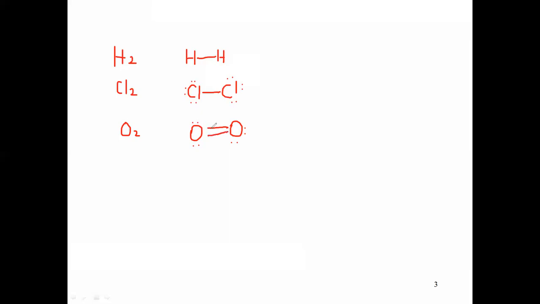So here you can see 2 bonds are there. 4 electrons, then 5, 6, 7, 8. So now both the oxygen atoms completed their octet. So this is the Lewis structure of the oxygen molecule. Okay, hope you're clear about this.